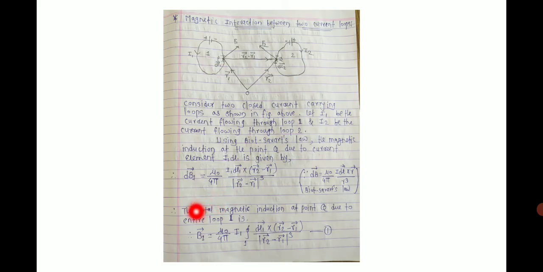Then we calculate the total magnetic induction at point Q due to the entire loop. This dB1 is the magnetic induction at point Q only due to the length element dl1, but we calculate the total magnetic induction at point Q due to the entire loop 1 by integrating the above equation. Then B1 is equal to mu naught upon 4 pi.